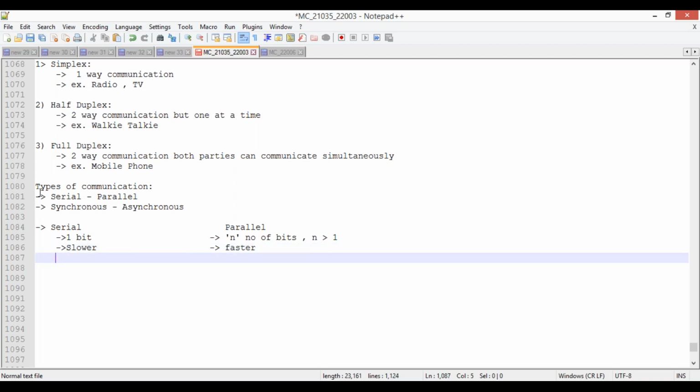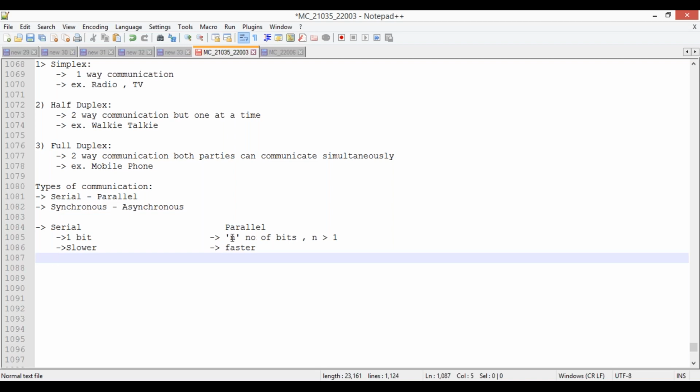Okay, now this is about serial and parallel communication. In case of serial, one bit is getting transmitted per instant. In case of parallel, n number of bits, and it could be more than one. So parallel communication is faster than serial communication. But unfortunately today, people, we are more concerned about the form factor. So form factor means what? If I'm using parallel communication, don't you think the number of lines is going to be more?